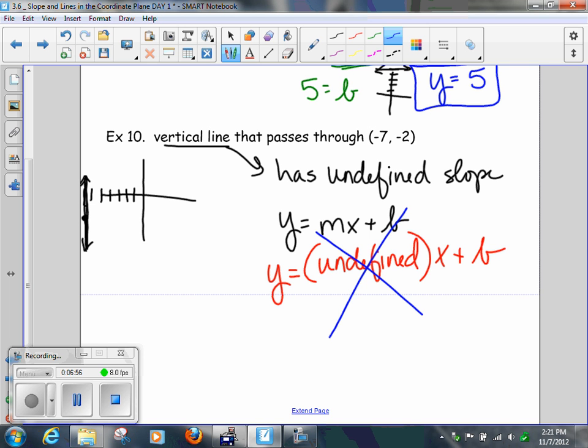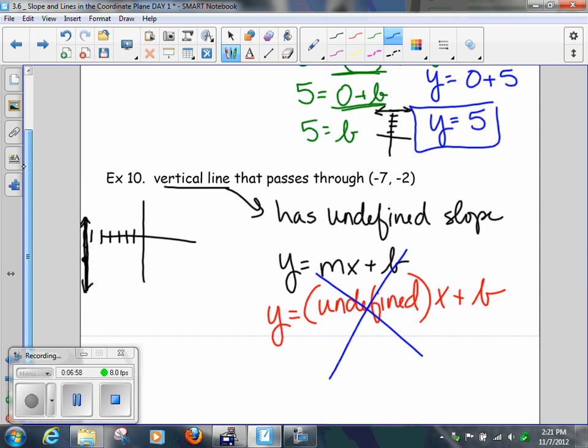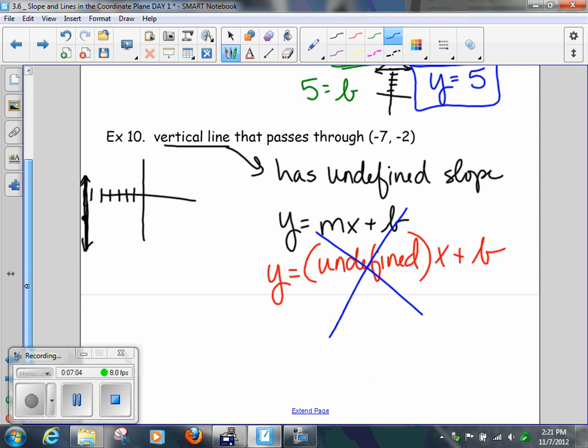Now look at the one we just did. We just did one that said y was 5. It was a horizontal line. Here we know it's a vertical line. What does it pass through, folks? 1, 2, 3, 4, 5, 6, 7. It passes x at -7. So our equation is x equals -7.